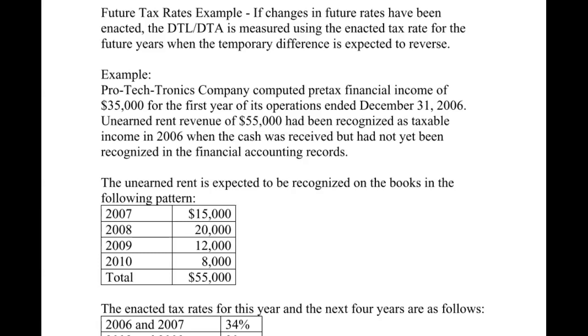So if that's the case, if those rates have been enacted, which just means enacted into law, we're going to measure the deferred tax asset or liability using the enacted tax rate for the future years when the difference is expected to reverse. All right, so let's think about that.